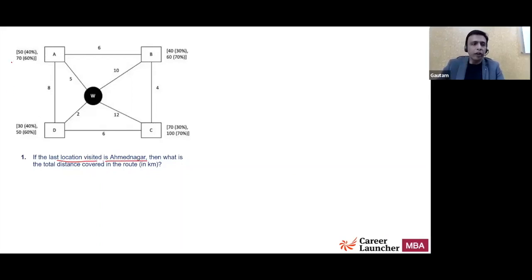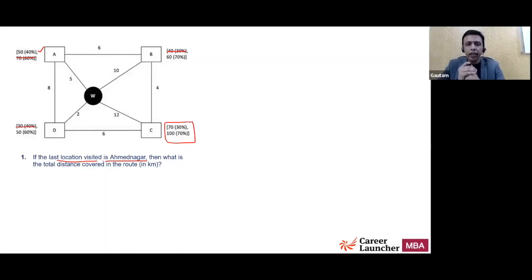So if Ahmednagar had a demand of 70, it could not be less than or equal to D and B. So we would negate this option and say that Ahmednagar must have a demand of 50. If Ahmednagar had a demand of 50, none of the locations could have a demand less than 50. That means B must have a demand of 60, D must have a demand of 50, and C could have a demand of 70 or 100, which would not make a difference in any way, as it would be more than A.